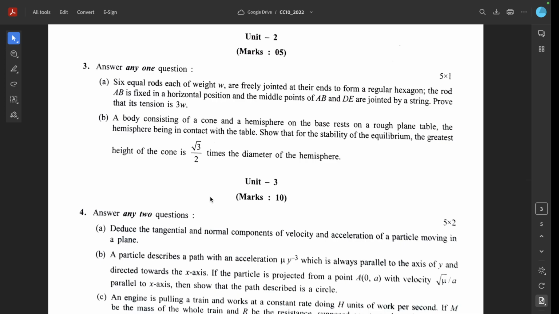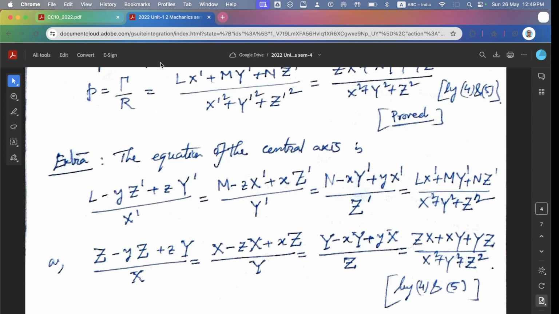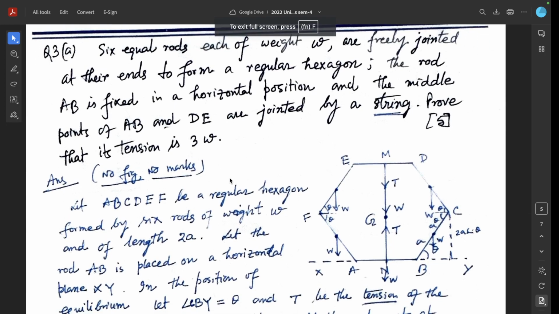Question 3a: Six equal rods, each of weight W, are freely jointed at their ends to form a regular hexagon. The rod AB is fixed in a horizontal position, and the middle points of AB and DE are joined by a string. Prove that this tension is 3W. There is no figure and no marks, so you must draw this figure.